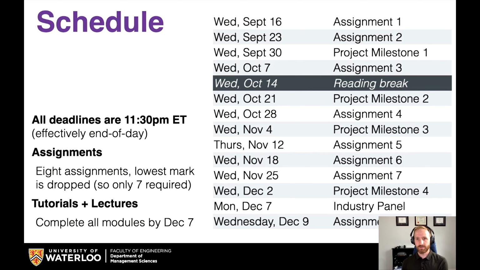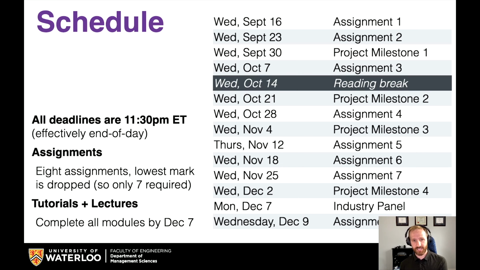The schedule looks like this. You will have a weekly assignment or milestone due on the Wednesday of every week, excluding a reading break. There's one exception, which is on November 12th, assignment 5 will be due. This is so that you don't have something due on Remembrance Day. All deadlines are 11:30 p.m. Eastern Time, so effectively end of day Eastern Time. And you need to let us know in advance whether you think you might not make this deadline. The syllabus covers details like that.